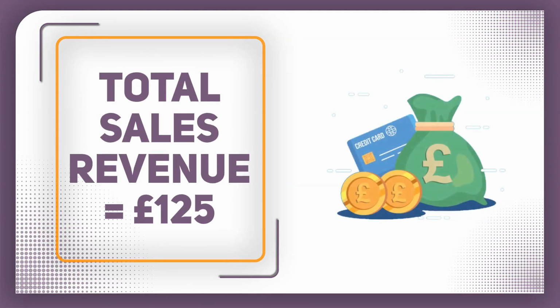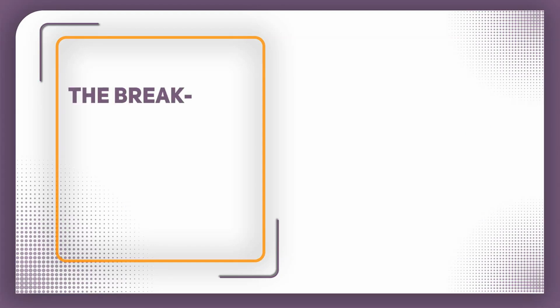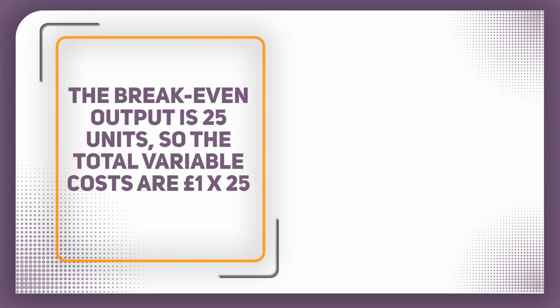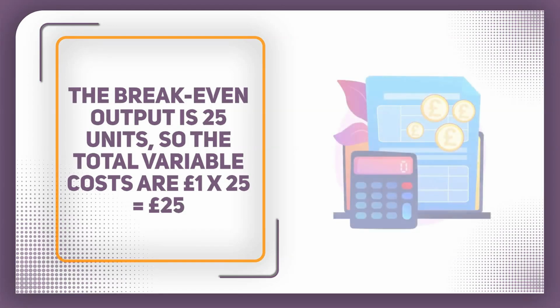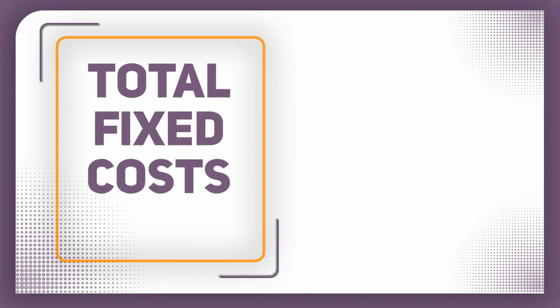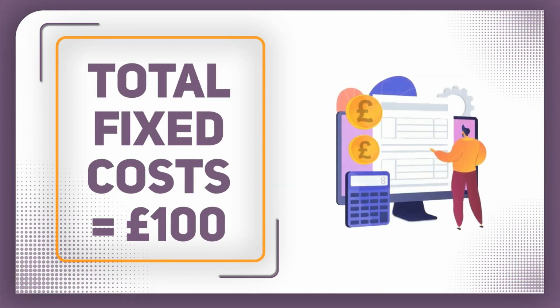We know that the variable costs per unit are £1, and we know that the break-even output in our previous calculation was 25 units. So the total variable cost would be £1 times all 25 of these units, which makes £25. And we've been given the total fixed costs in the question, which were £100.